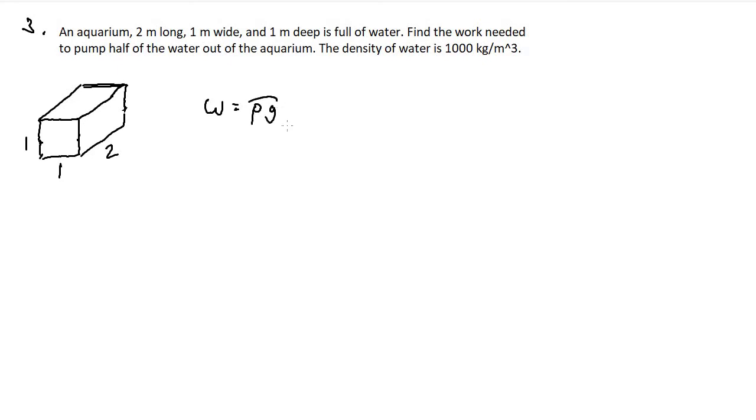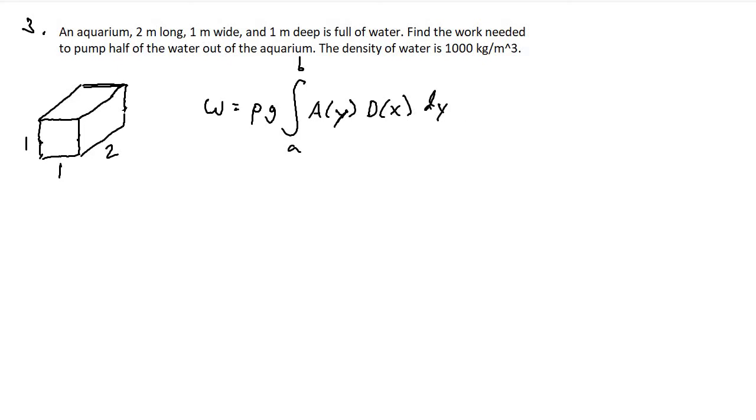So that those together multiply will give you the weight density times the integral from a to b of the area, the cross-sectional area in terms of y. If we're integrating with respect to y, then it'll be in terms of y, times the distance the cross-section needs to travel, times the thickness, or dy.